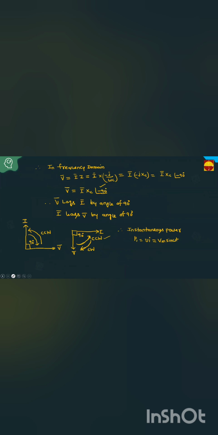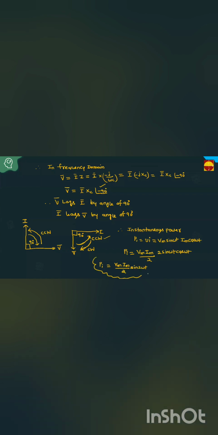What is I? You got I m cos omega. Then what is instantaneous power? Instantaneous power equals Vm Im, multiply and divide with 2: 2 sin omega t cos omega t. What is 2 sin omega t cos omega t? It is sin 2 omega t. That is Vm Im by 2 into sin 2 omega t.